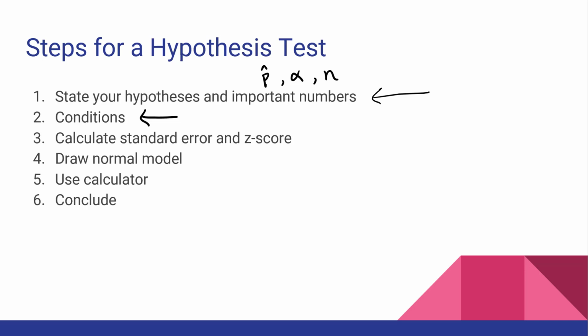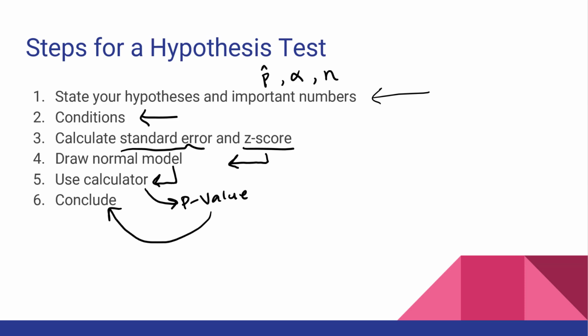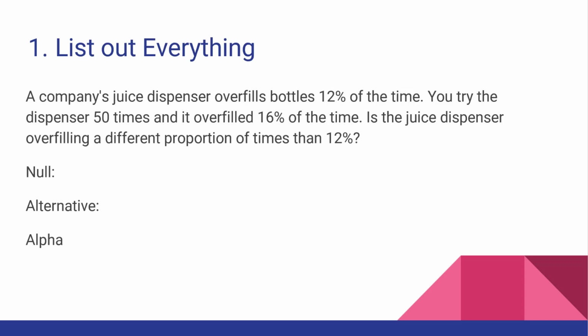Then you will need to calculate a standard error and a z-score for your model. And then using the z-score that we get out of the math, we will draw a normal model and flag our z-score, and then use the calculator to get our p-value based off of the z-score. And then using the p-value, we will conclude whether or not we reject the null hypothesis. It sounds a little crazy right now, but it's a lot simpler than it looks. So the first thing that you do is list out everything.